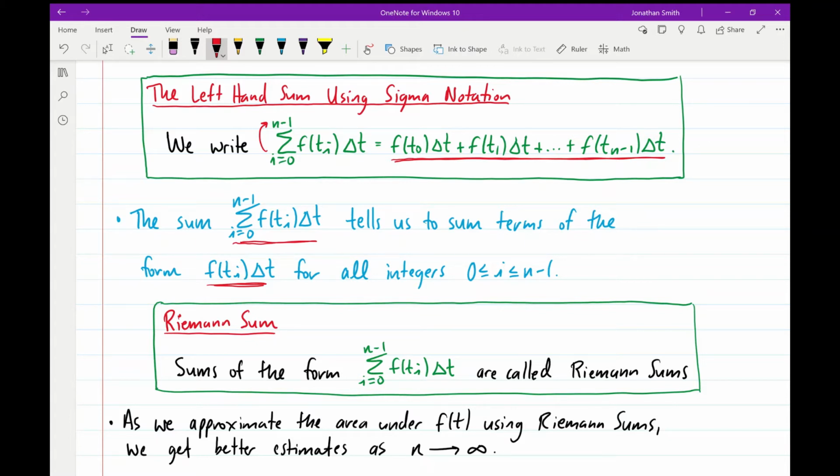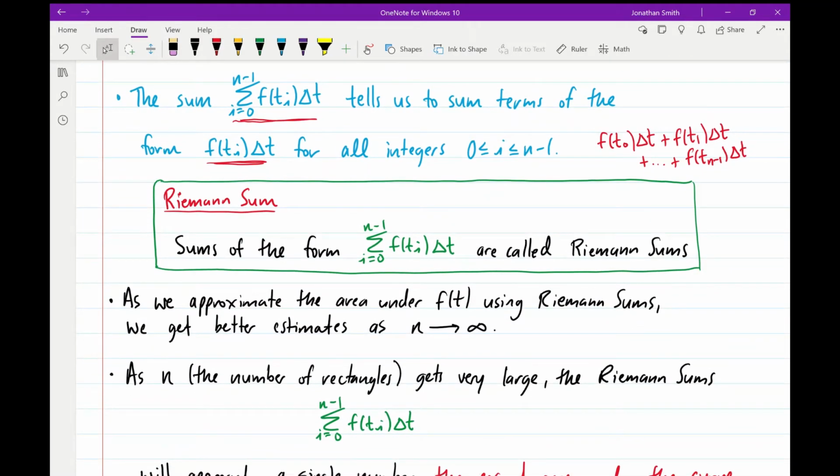So maybe I'll just write down a few of the terms. The 0th term, when i equals 0, is going to give me f of t sub 0 times delta t. The first term is going to give me f of t sub 1 times delta t. And the sigma notation is telling me to keep doing this process until I get up to i equals n minus 1. So I have f of t sub n minus 1 times delta t. And you'll notice this is exactly the left-hand sum that's showing up on the right-hand side of the equation above.